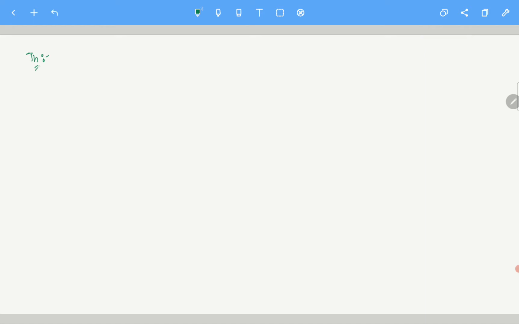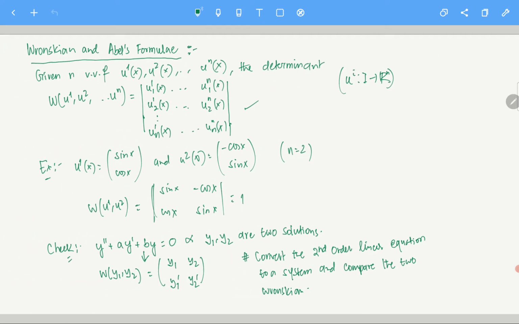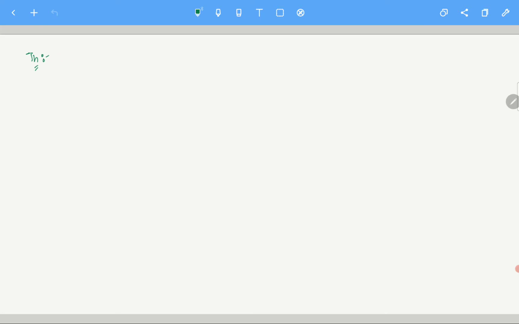Okay, so with the help of the last example, we have seen in the last video that if u1 and u2 are defined like that, then we showed that they are linearly independent. And now we see that the Wronskian is not 0 here, it is 1. So we want to see if there is a relation: if the Wronskian is non-zero, are the functions linearly independent or not? So let's write down a theorem.